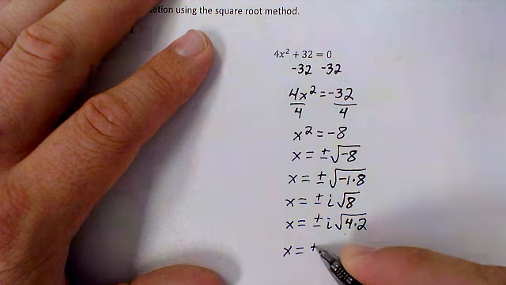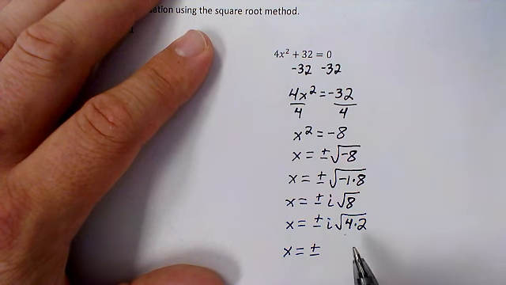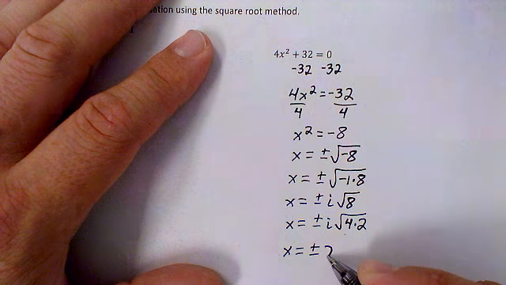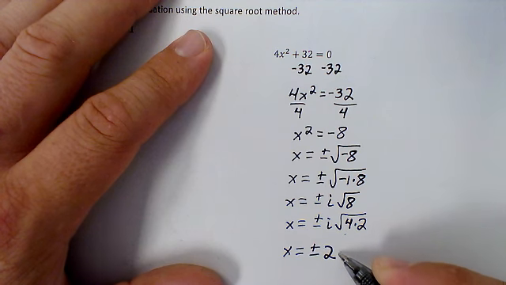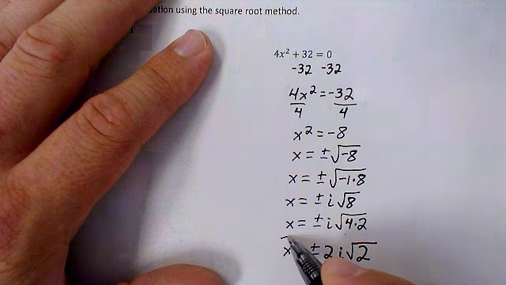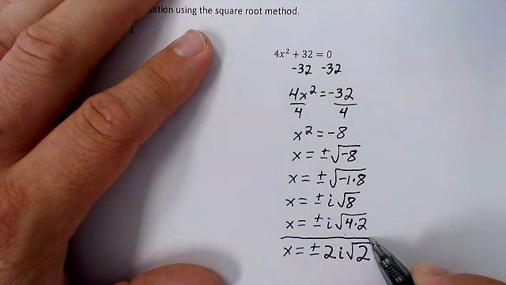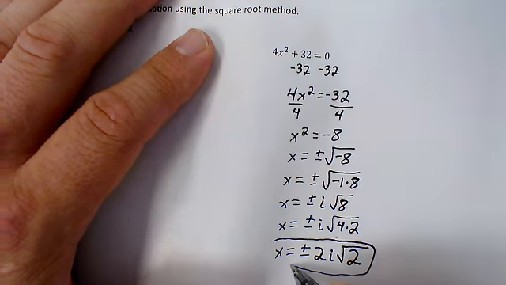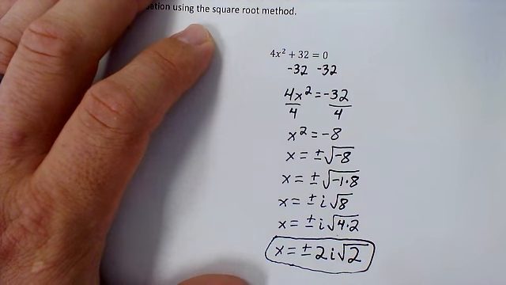And now time for my final answer. x equals plus or minus. The square root of 4 is 2, so I'll write that outside with the i that was already there, times the square root of 2, which I could not take the square root of. There's my two answers: 2i root 2 and negative 2i root 2.